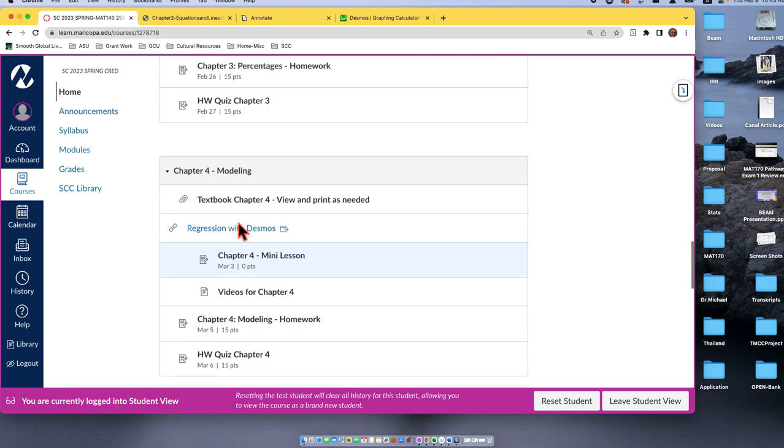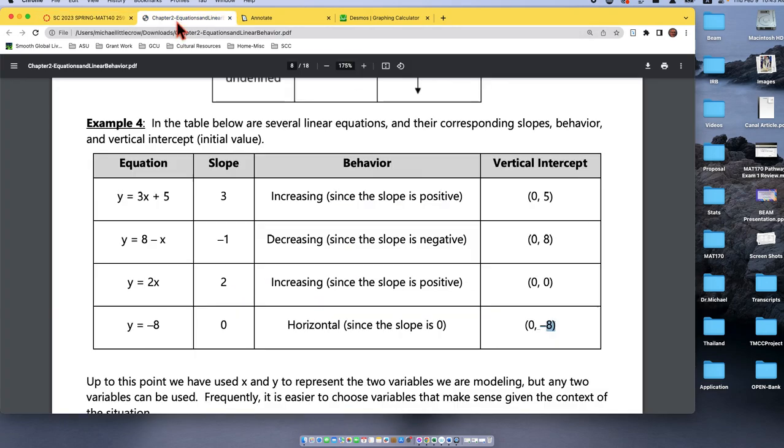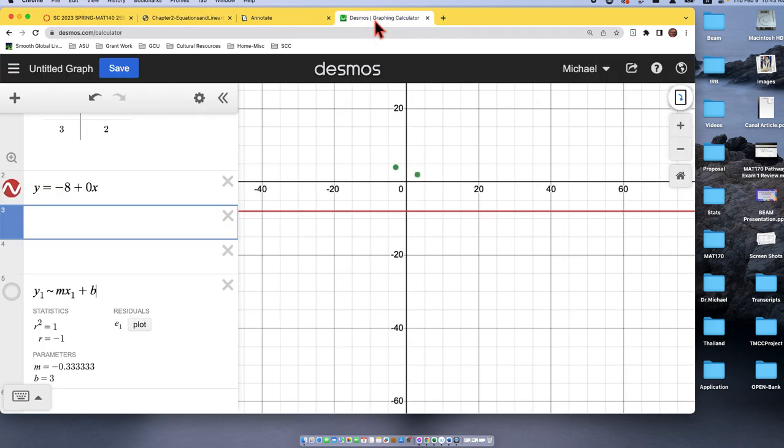This is more complicated, but yeah. This little Y1 tilde MX1 plus B. If you know, you're going to program that in there. Notice when I go into Desmos, it knows my name, because I've actually signed in. I use my ASU, but both ASU and Maricopa, we use Google accounts. So your student email is a Google account. And that's my teaching stuff is Google accounts.